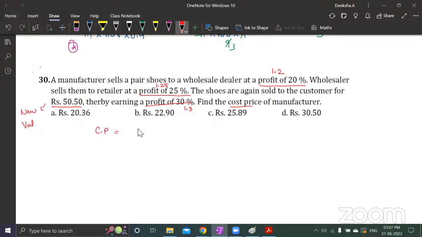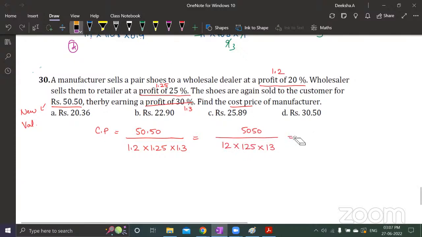This is the new value given. You know, the new value should be divided by the percentage factor. The new value is 50.50. All these three percentage factors we will divide: 1.2, 1.25 and 1.3. Now you know how to write this. Rewrite this entire fraction without any decimal number. You will get 5050 divided by 12 into 125 into 13.